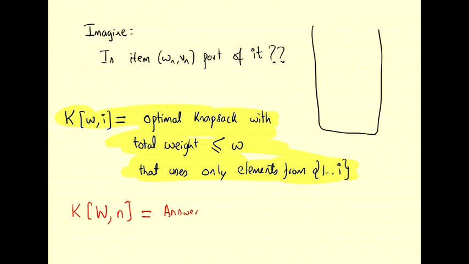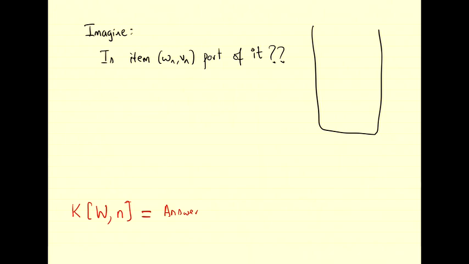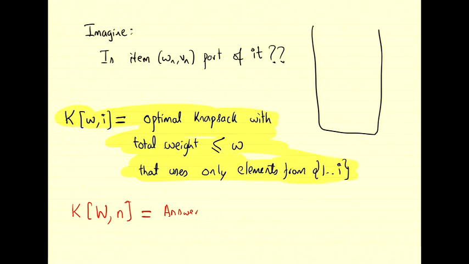Once you come up with the right definition for a DP subproblem, the rest of the algorithm will sort of write itself. There's only one. Most of the time, you don't need any more new ideas. Sound fine? Okay. All right.